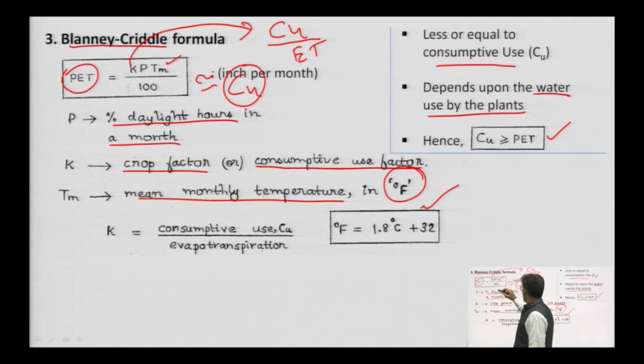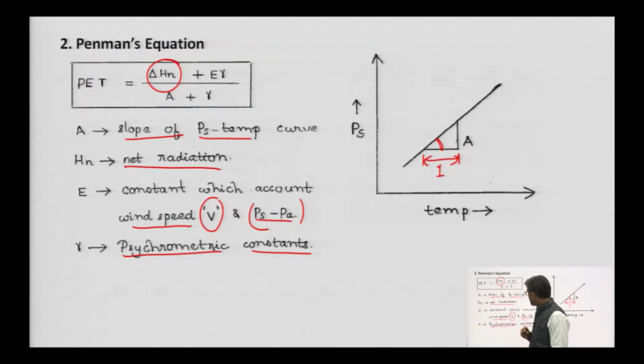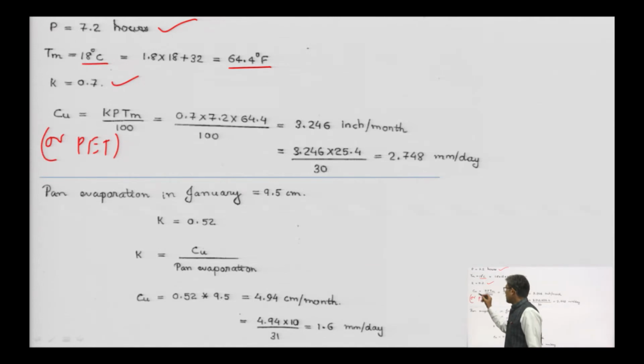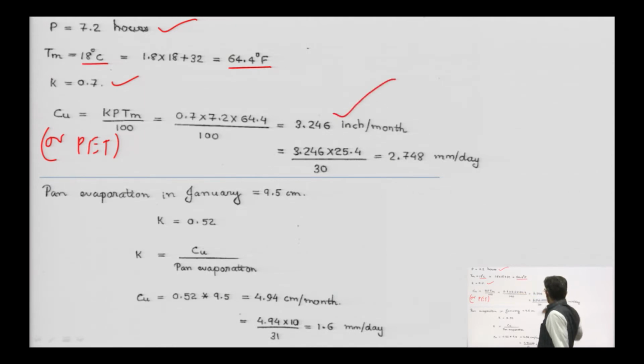That can be equal to Cu. Using that equation, we can calculate the value of Cu or PET, taking proper units. We get 3.246 inch per month, and converting it into mm per day, we can have this value.